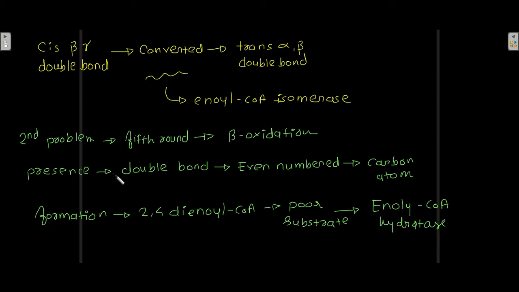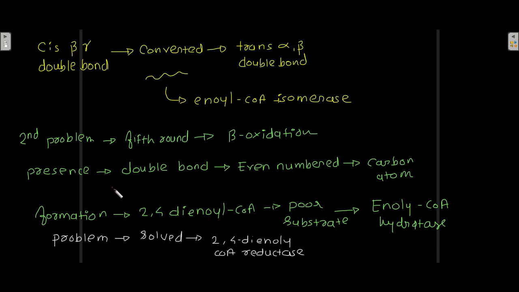So the second problem is that there is formation of this 2,4-dienoyl coenzyme A, and the problem is that this 2,4-dienoyl coenzyme A is just a poor substrate for enoyl coenzyme A hydratase. Enoyl coenzyme A hydratase does not show its activity that efficiently on 2,4-dienoyl coenzyme A.